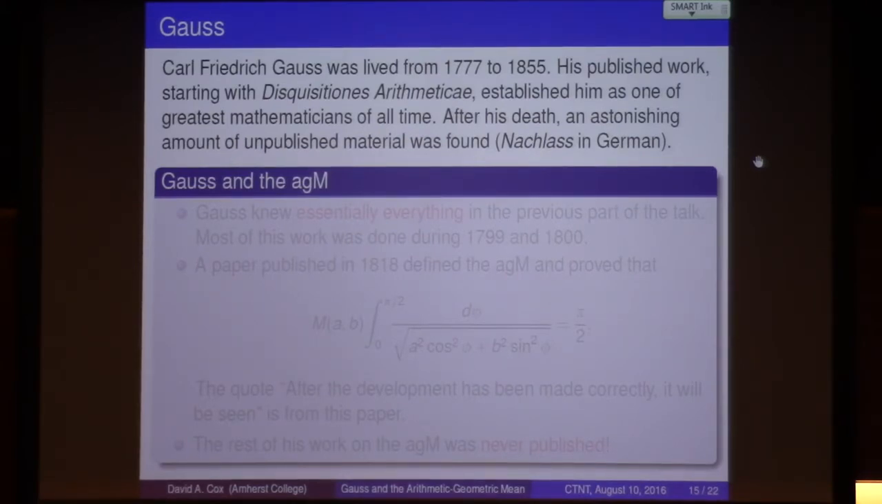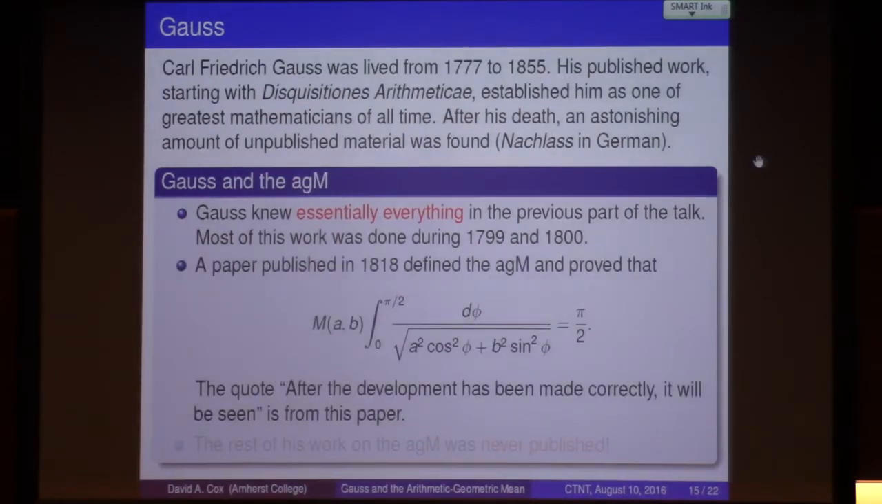So what did Gauss know about the AGM? Some of my comments make it clear he knew some of this stuff. For example, he basically knew everything in the previous part of the talk. Wow, that is mind-blowing. And he did this work between 1799 and 1800. He did all of it. So in one sense, modular forms have been around for a long time. Now, how much did he publish?